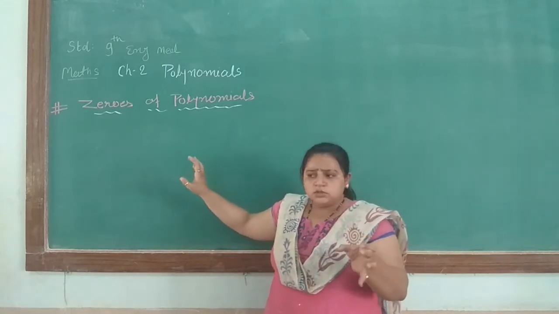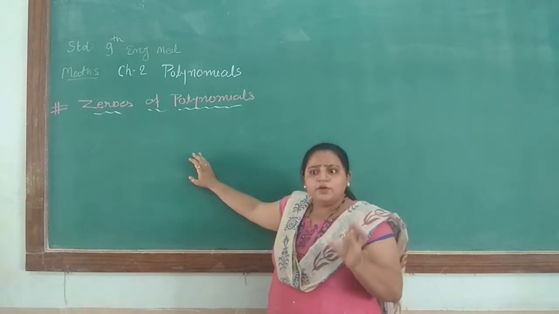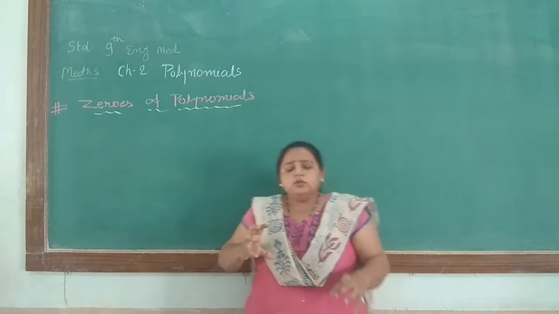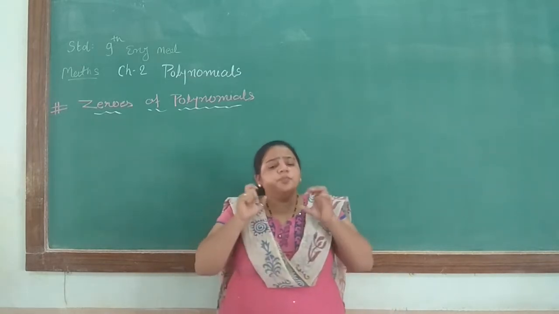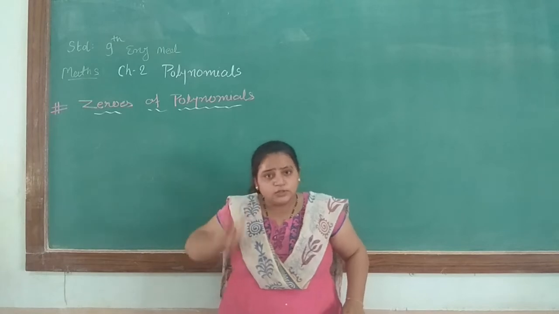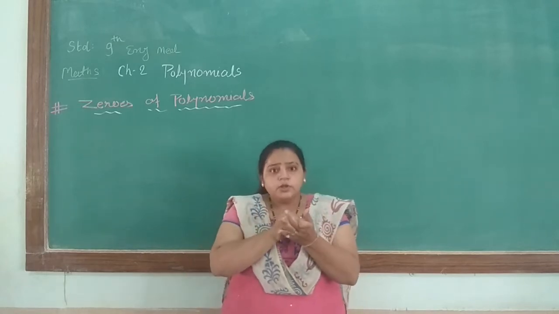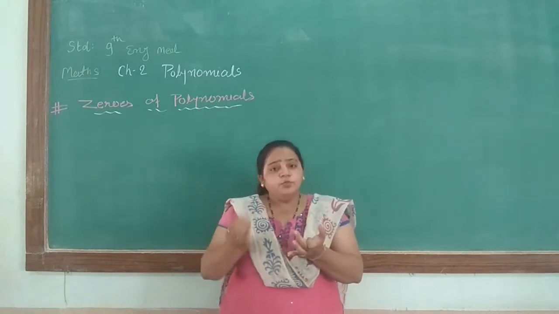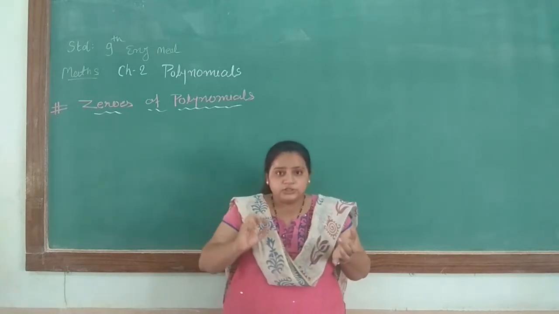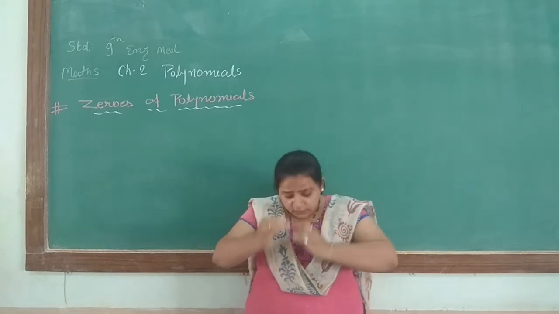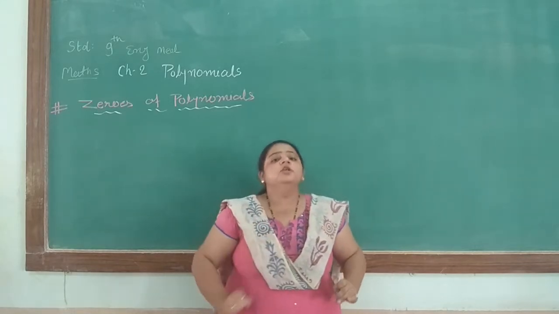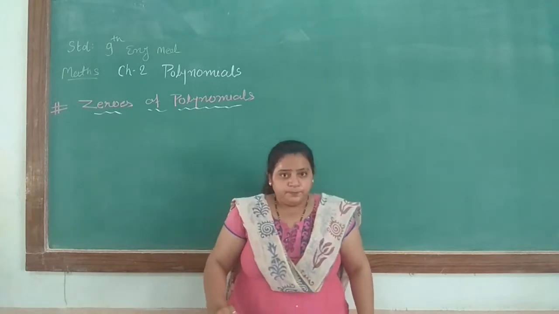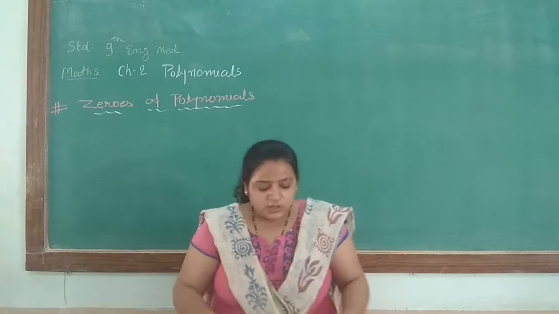Zeros. Yes, from the heading you can understand what the zeros of the polynomial are. When you put any value in the polynomial and the answer is zero. Now if you write any polynomial, x square plus 1 or anything, and you put any number in the variable, and if you solve it and get the answer 0, that number is known as a zero of the polynomial. Let us see with the example.